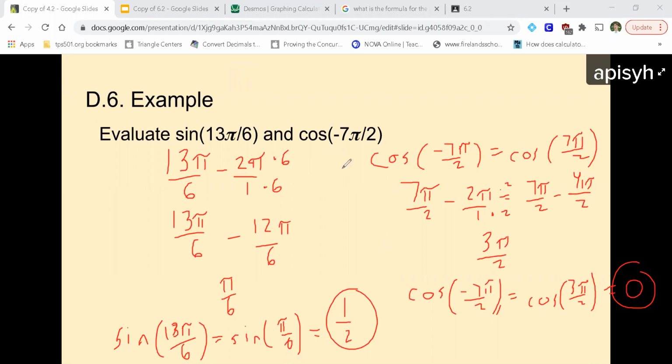And you can double check these answers with your calculator. Just make sure it's in radian mode. Hit mode and change the degree to radians. But then you can type these in and see if they really are the same and you got the right answer.